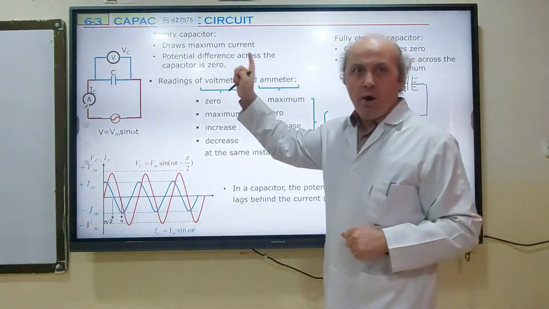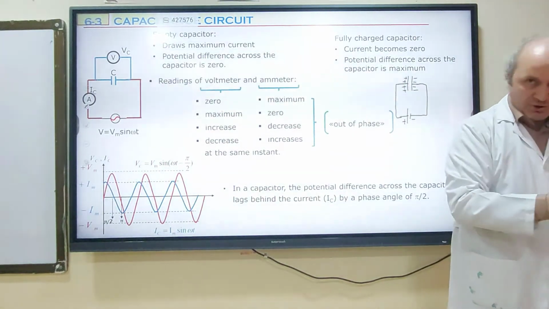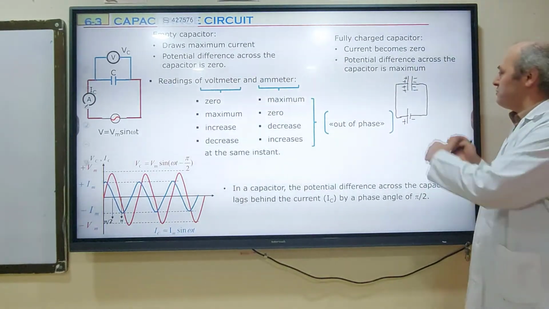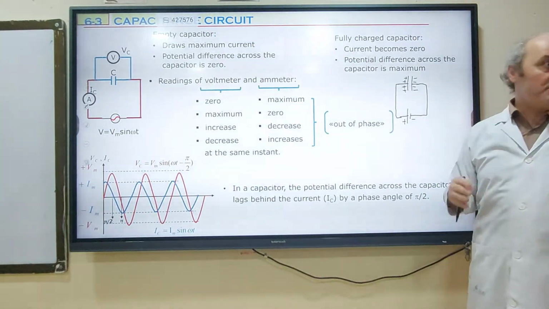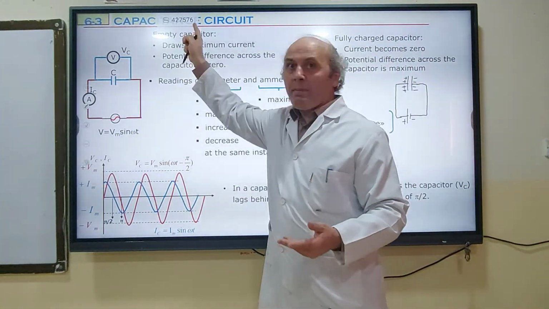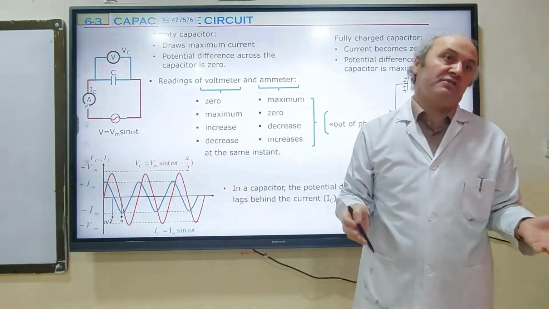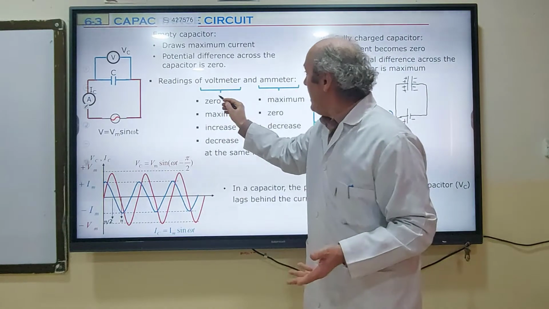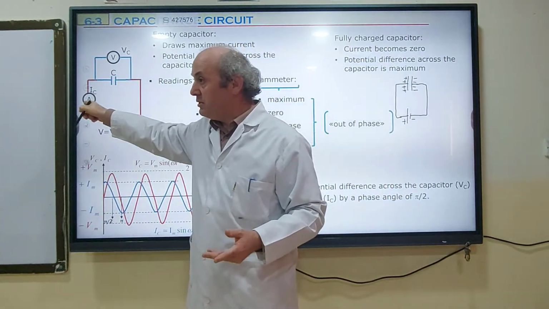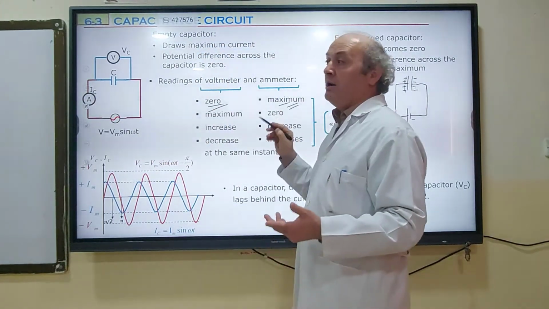At the beginning, when the capacitor is completely empty, the potential difference is zero. But because it is completely empty, the maximum amount of charge starts moving from the battery to the capacitor. That's why the electric current becomes maximum. At the beginning, an empty capacitor draws maximum current, but because initially it is not charged, the potential difference is zero. So the voltmeter reads zero, and the ammeter reads maximum.